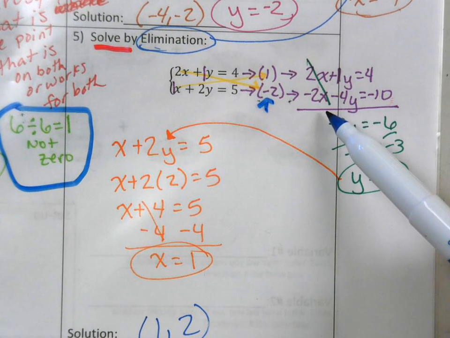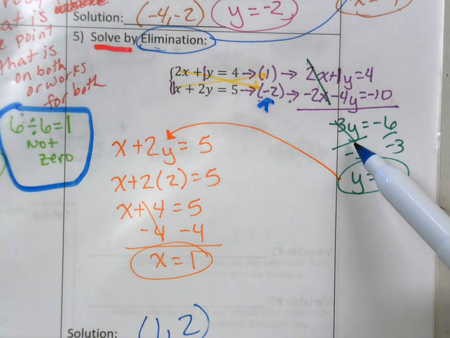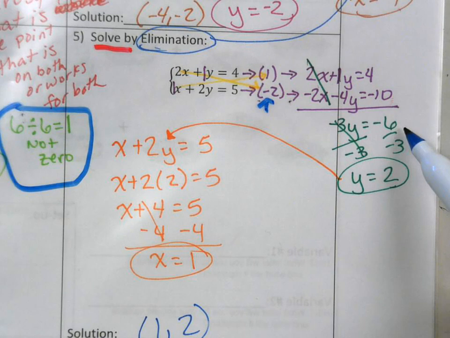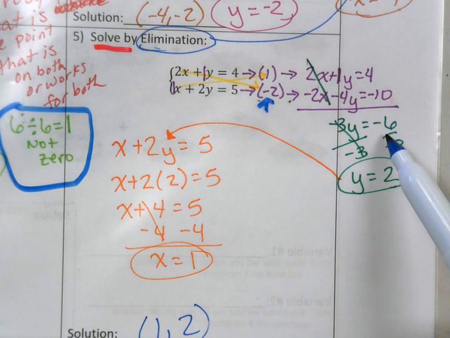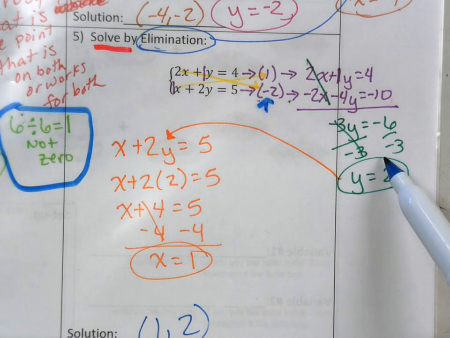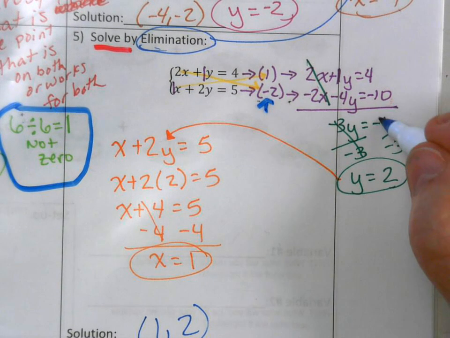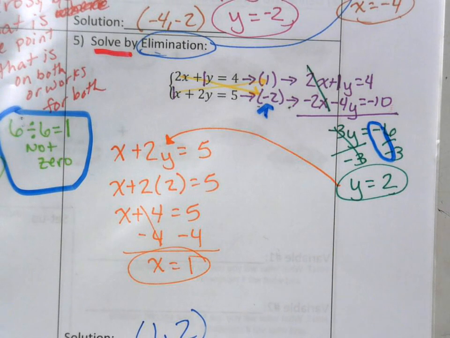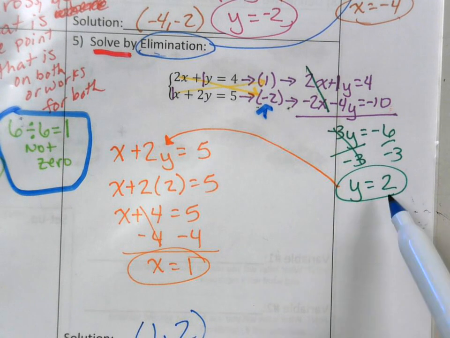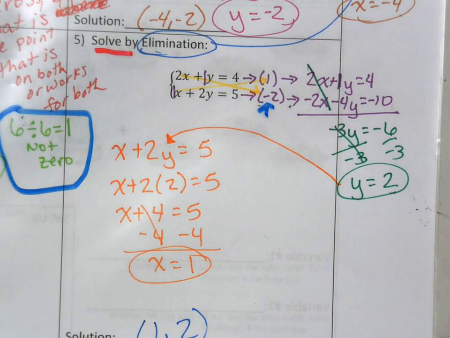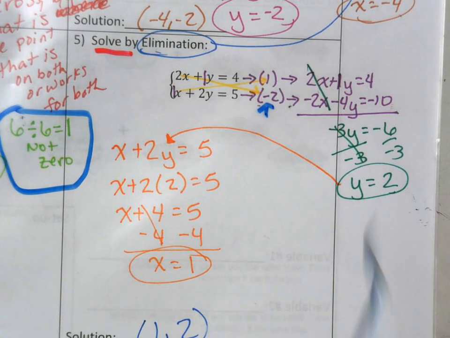So 2x minus 2x, that cancels. 1y minus 4y is negative 3y, and 4 minus 10 is negative 6. So then I've got negative 3y equals negative 6, and I divided by negative 3 on both sides, and I got y equals 2. They should have both been negative or both been positive, whichever way depends on which one you multiplied there. Okay, but either way, it should have been a positive 2. I think the most common mistake that I saw on that one when they got this far was maybe the sign was wrong.